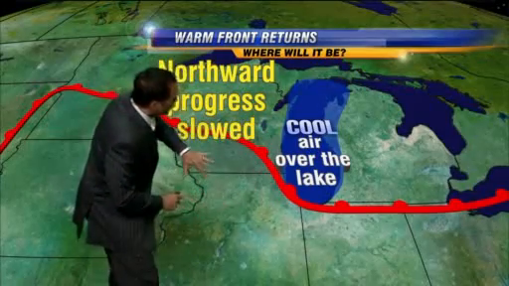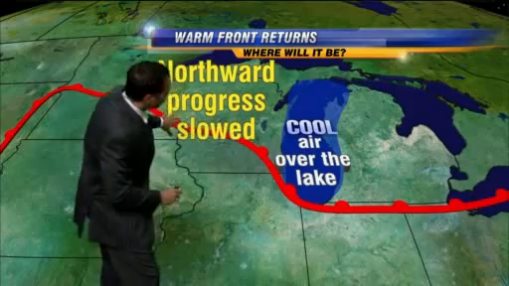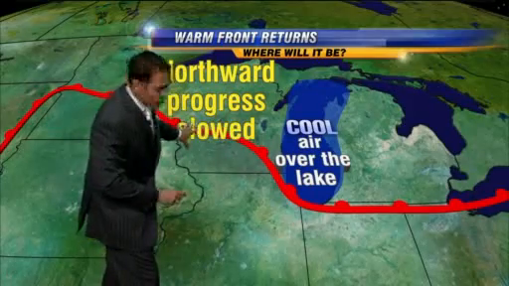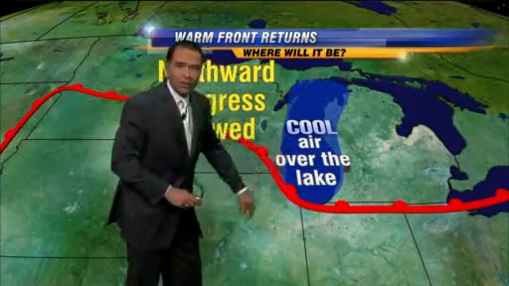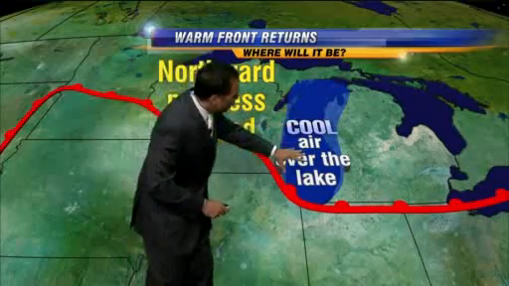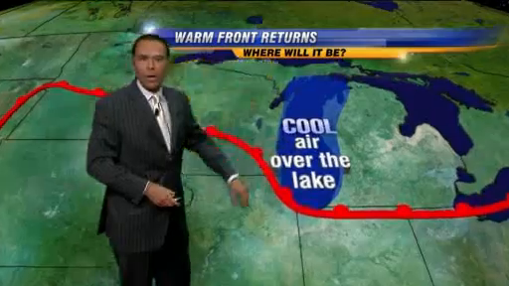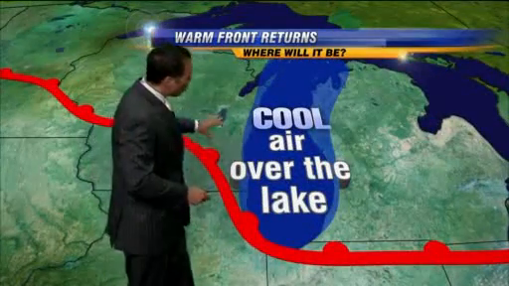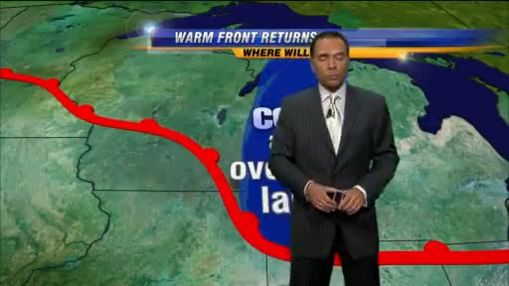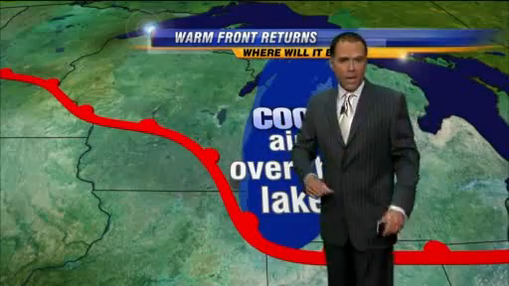The warm front pushes farther north across central and western Wisconsin, where there's no Lake Michigan, but over in the eastern part of the state where we're located, that cool air over the lake will often slow down the northward progress of that warm front. So where it stops over southeast Wisconsin can be a huge forecast challenge.